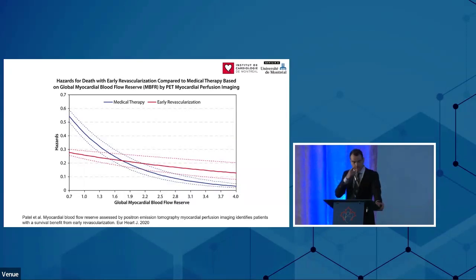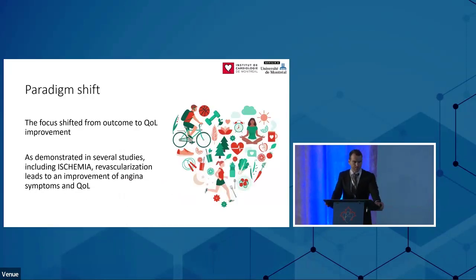And they observed that if your flow reserve is below 1.8, 2.0, then you benefit more from revascularization, whereas if it's greater than 2, you benefit more from medical therapy. But these are observational retrospective studies. They're not randomized controlled trials.